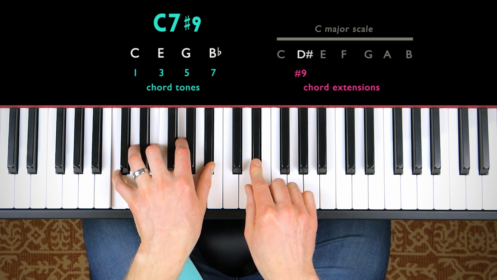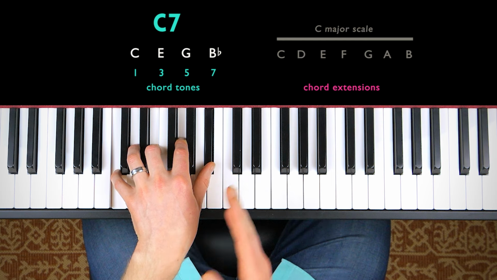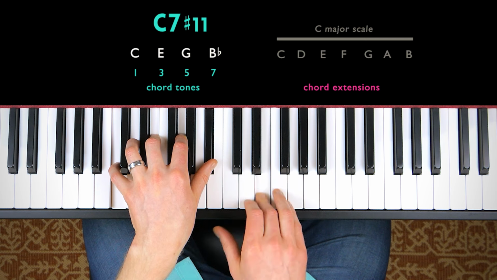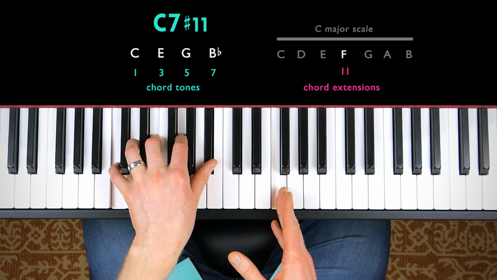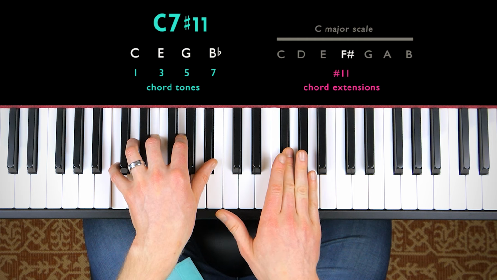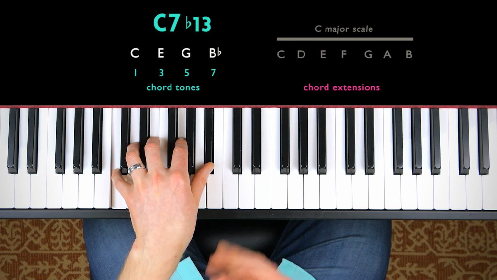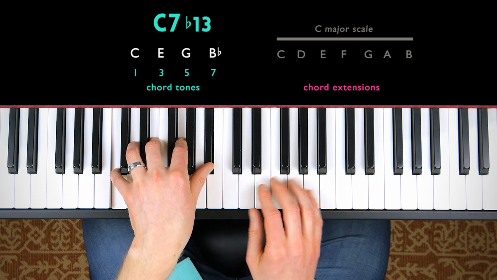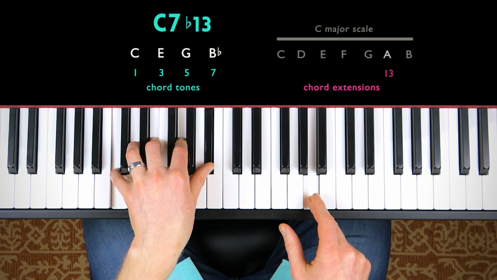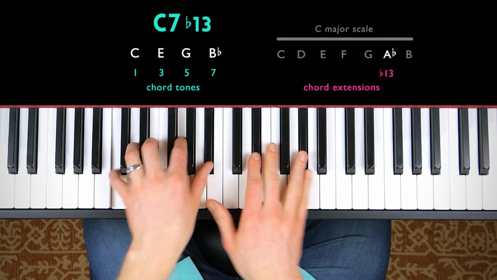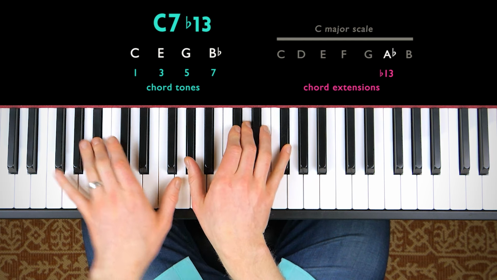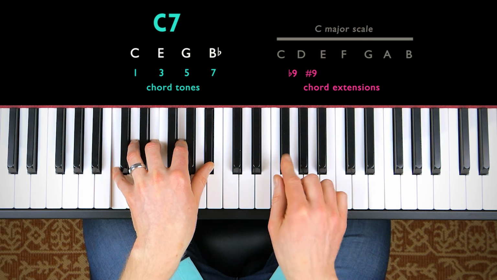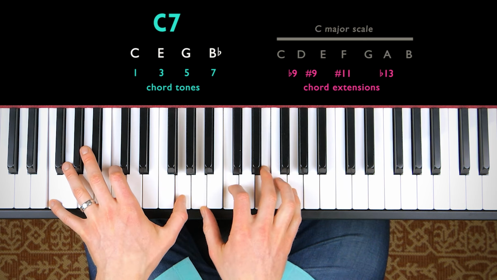Or if it said sharp 9, again you find the natural 9 first and then sharpen it. Or if it said C7 sharp 11, well, you find the natural 11 first, so run up the major scale to the 4th, which is the 11th, and then sharpen it. And the same if it was the 13th, C dominant 7, flat 13, let's say, find the natural 13 first by running up the major scale, and then flatten it. That's where you get these nice chords with altered extensions, things like the flat 9, sharp 11, and flat 13.